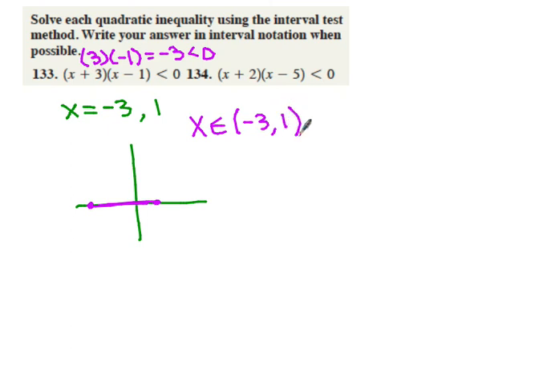Again, if we want to double check this, we can think about it graphically. That's a positive lead coefficient if we factor it out, so this should be our happy face, or the upward facing parabola. And sure enough, I am below 0 in that little valley there. So hopefully that makes sense.